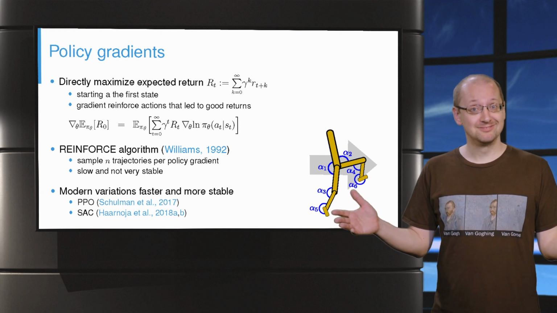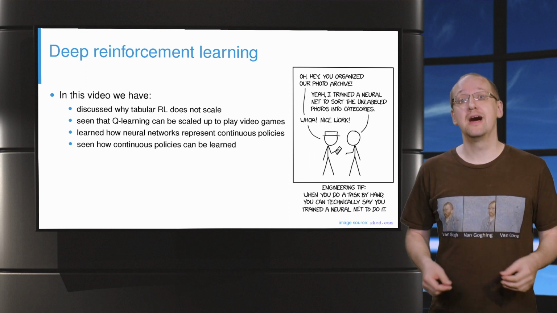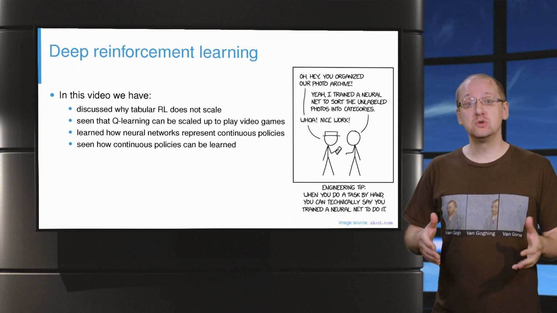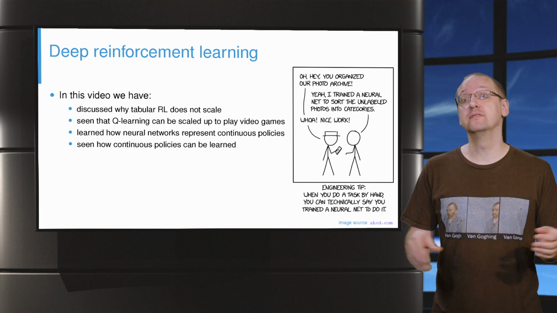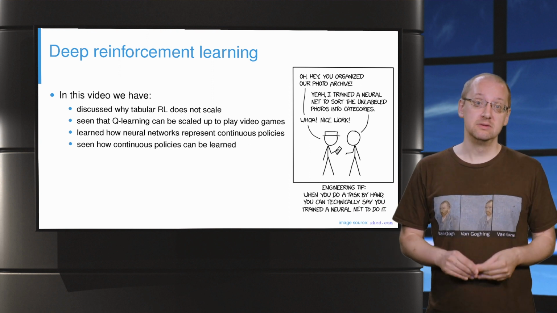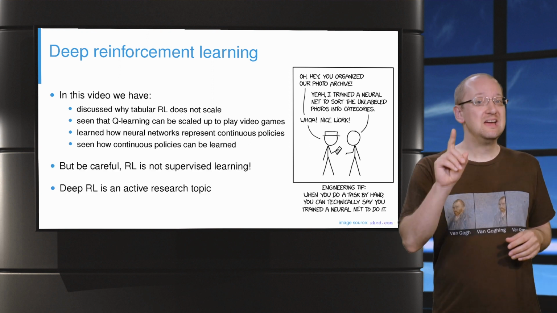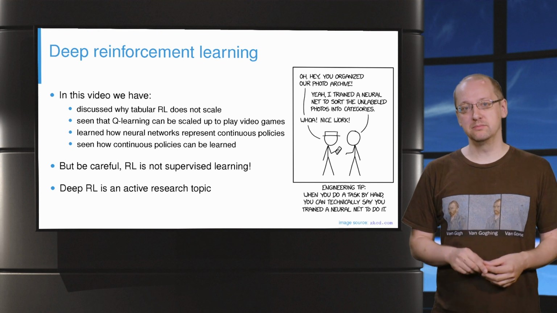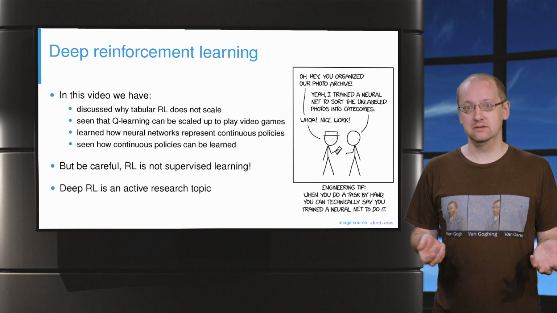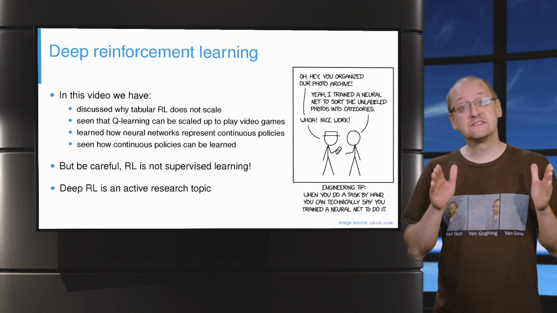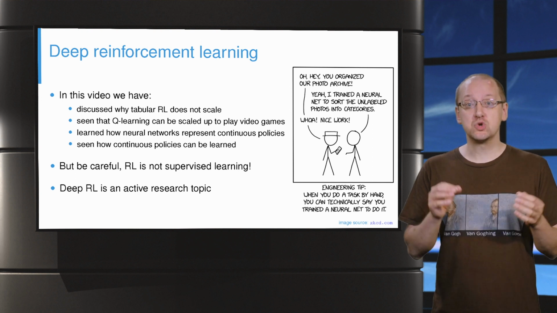To summarize, in this video, we have learned that tabular reinforcement learning does not scale to large applications. We have shown that Q-learning can be scaled up to play video games, at superhuman levels even, and how the REINFORCE algorithm can learn neural network policies for continuous action spaces. However, be careful when you are applying these algorithms. There are significant differences between reinforcement learning and supervised learning. As deep RL is still an active research field, make sure you are familiar with the newest literature before you try to use it in your work.